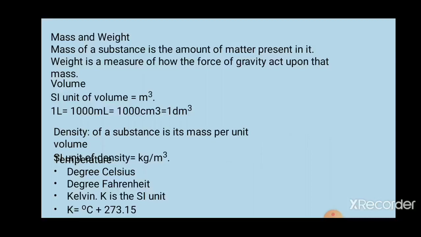Other common units are also used to measure volume, like 1 liter. So 1 liter is equal to 1000 ml, and this is also equal to 1000 centimeter cube, and this is also equal to 1 decimeter cube.